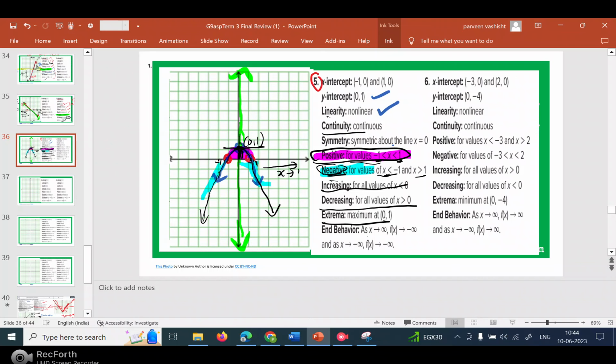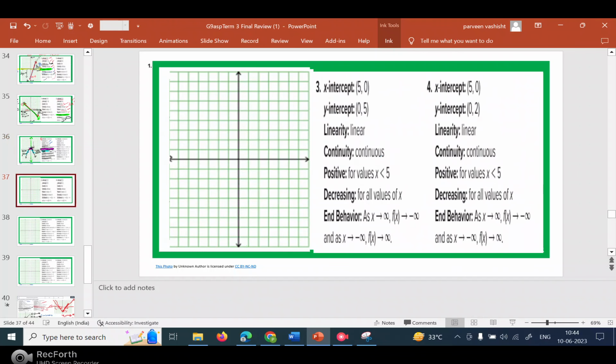Now look at the end behavior. If x is going to positive infinity, what is happening to f(x)? Is your f(x) going up, my dear children? No, it is coming down, meaning minus infinity. If x is going to negative infinity, on the left-hand side, what is happening to f(x)? f(x) is also going down, meaning minus infinity. Is it clear? So this is the end behavior of this graph.